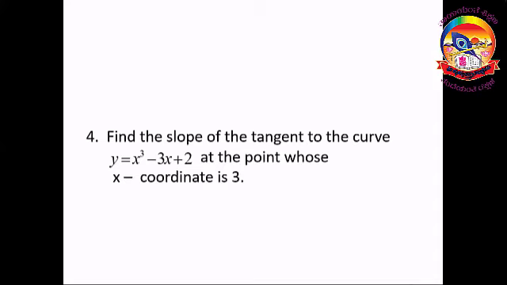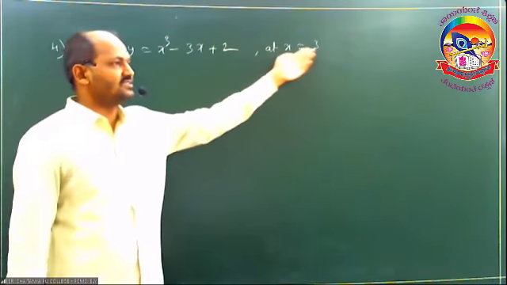Find the slope of tangent to the curve y is equal to x cube minus 3x plus 2 at the point whose x coordinate is 3. Find the slope of tangent to the curve. All are the same problem. Find dy by dx at x is equal to 3. Okay? So first, given curve, x is equal to 3.